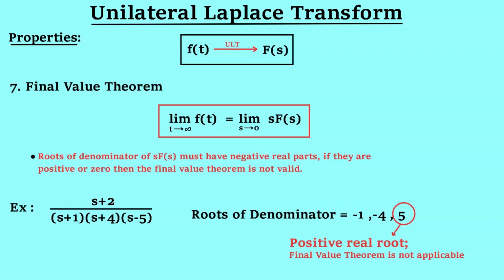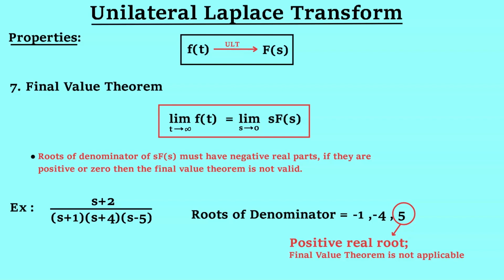An example is shown where the denominator has a positive real root, and that's why the final value theorem is not applicable. When you will be studying these things in signals and systems, then you may get to know why this happens. Actually, the roots which have positive real parts are increasing functions in time domain. And how can you tell a final value of a function whose value is constantly increasing?